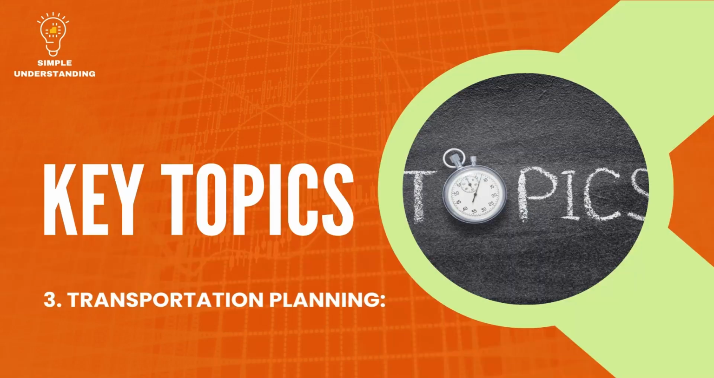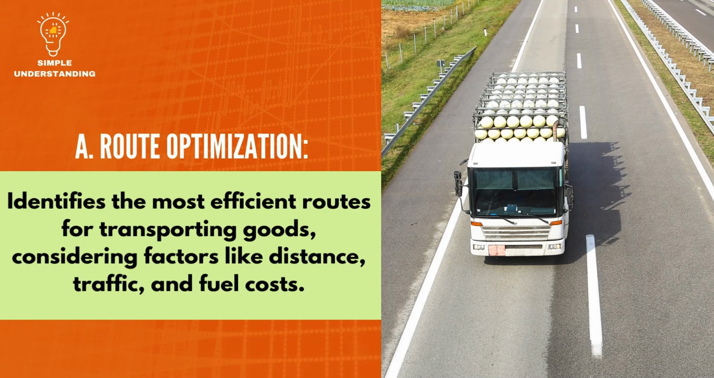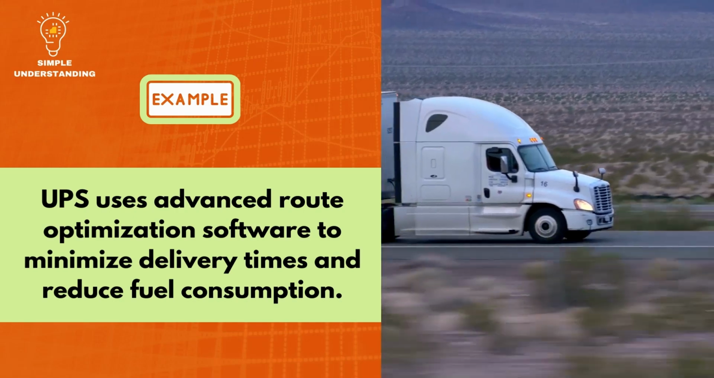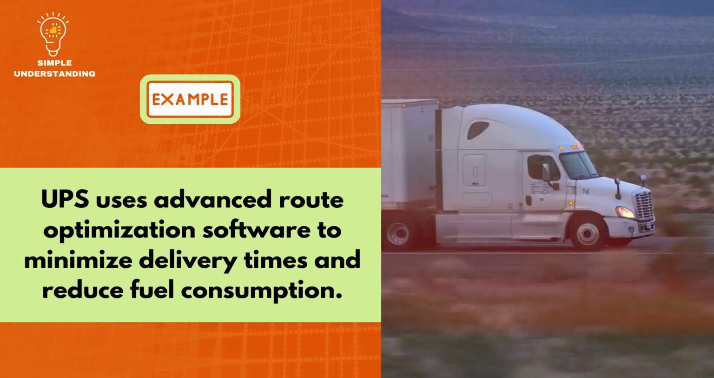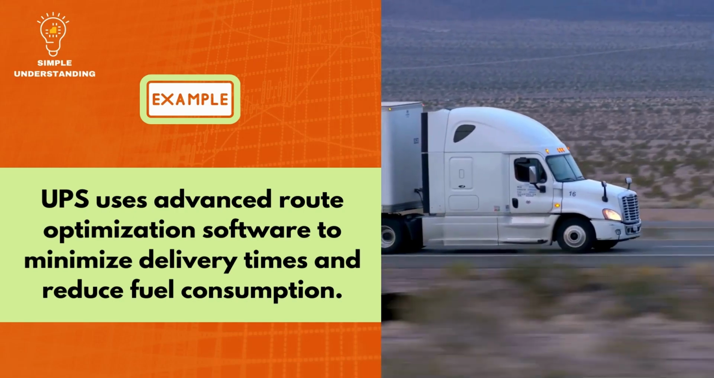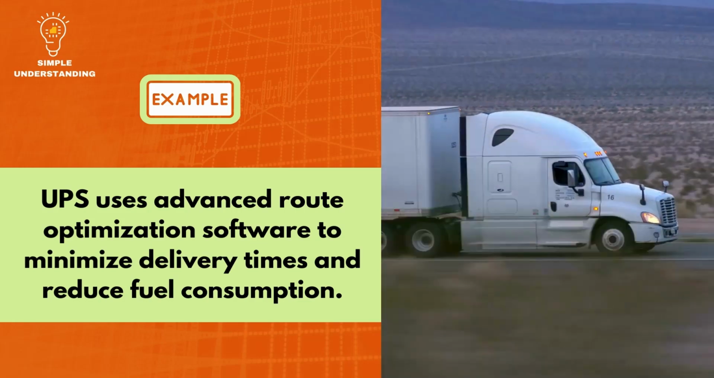Transportation planning. A. Route optimization. Identifies the most efficient routes for transporting goods, considering factors like distance, traffic, and fuel costs. Example: UPS uses advanced route optimization software to minimize delivery times and reduce fuel consumption.